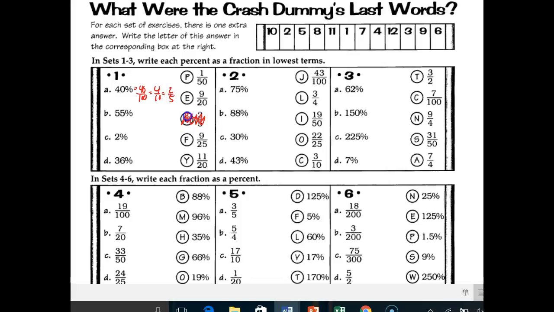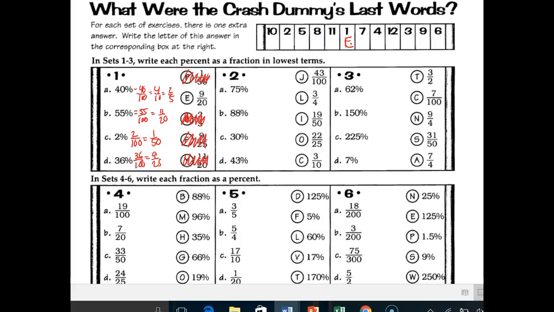So you can cross off U, you're not going to use it. 55% is 55 over 100. If I divide by 5, I should get 11 over 20, so we're going to cross off Y. 2% is 2 over 100. If I divide by 2, I should get 1 over 50, so we're going to cross off P. And 36% is 36 over 100. If I divide by 4, I should get 9 over 25, which is F, so I'm left with E. So in 1, I will put E, the thing I'm left with.